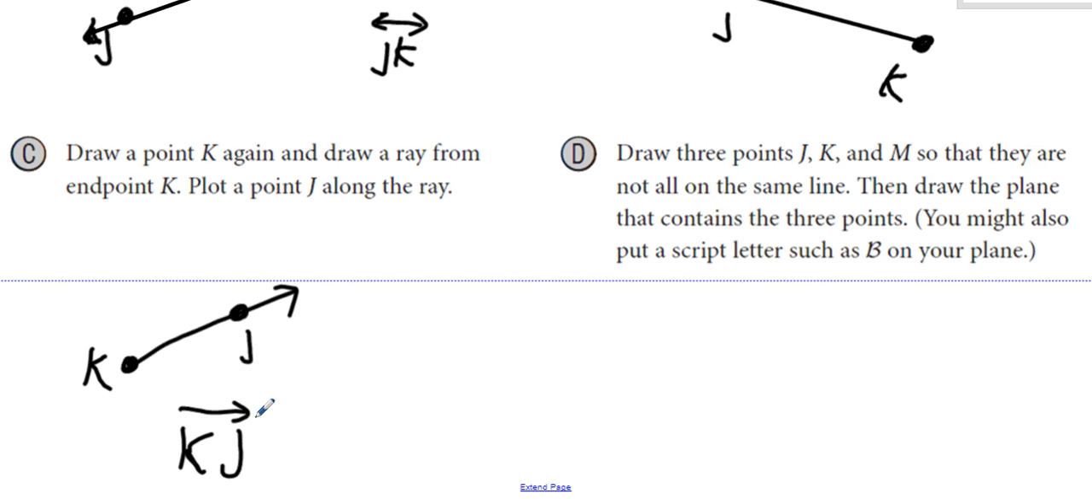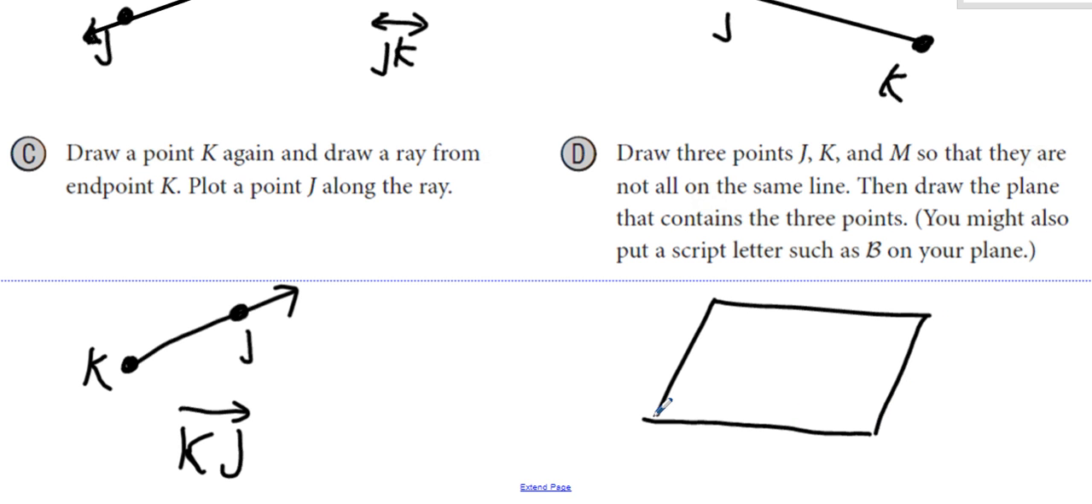Now draw 3 points, J, K, and M, so that they're not all on the same line, and then draw the plane that contains the 3 points. You might also put a script letter, such as B, on the plane. So normally when you draw a plane, it just kind of looks like a parallelogram, something like that. And you put the 3 points on there, J, K, and M. And it says you can also put the script letter B on there, down in the corner. Just do your best to make it look fancy, as I like to say.